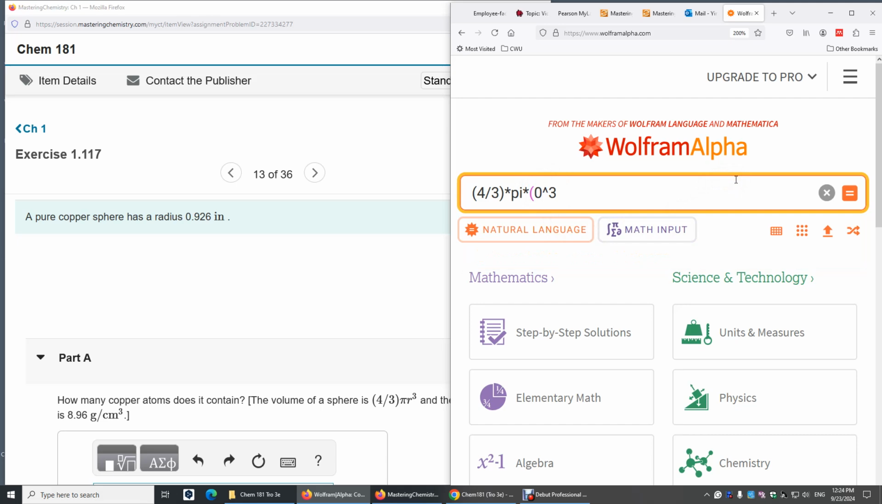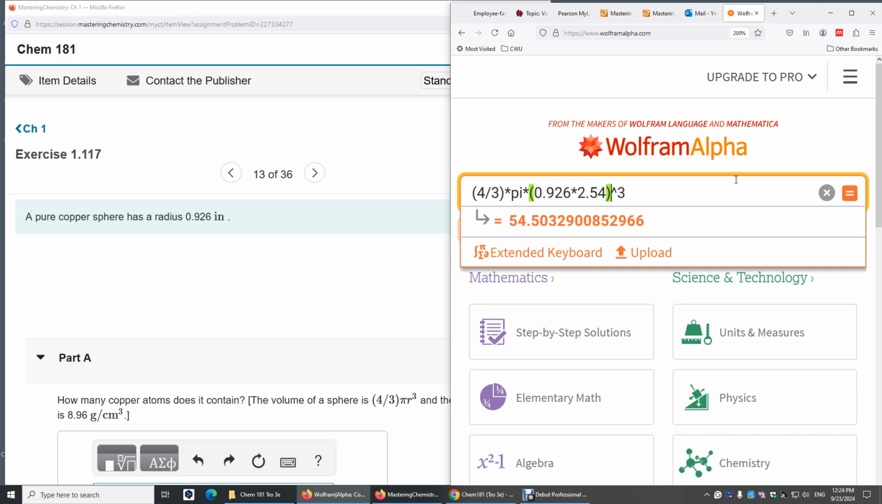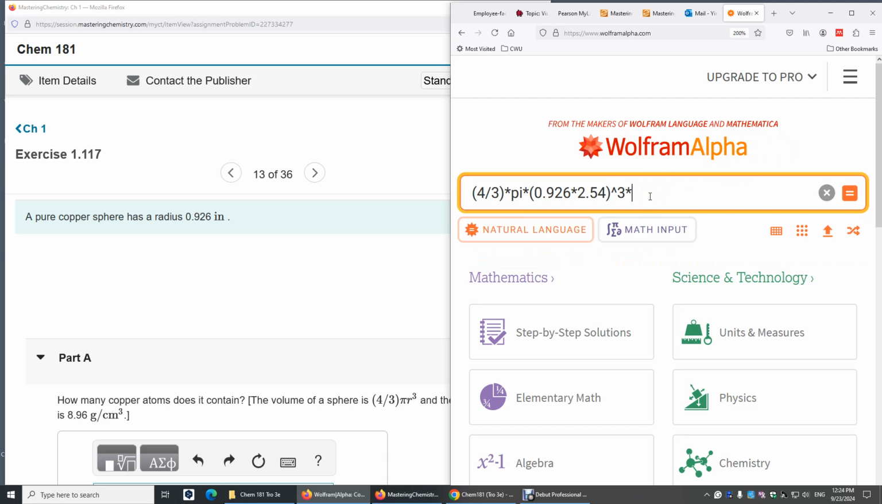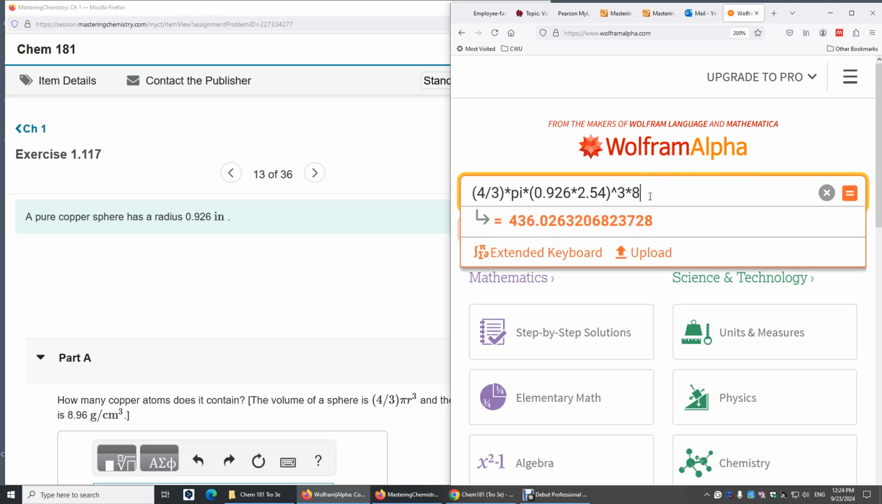What we need to do is convert this many inches to centimeters. Alright, now you can see 54.5 cubic centimeters. And now multiplied by the density, 8.96 gram per cubic centimeter, we have the mass of this copper sphere in grams.